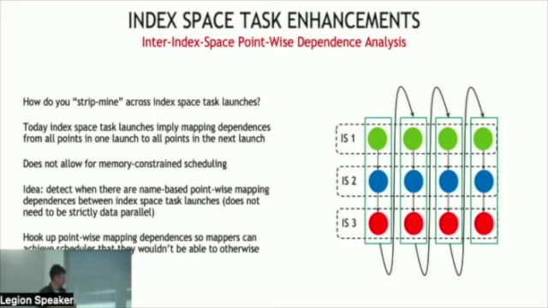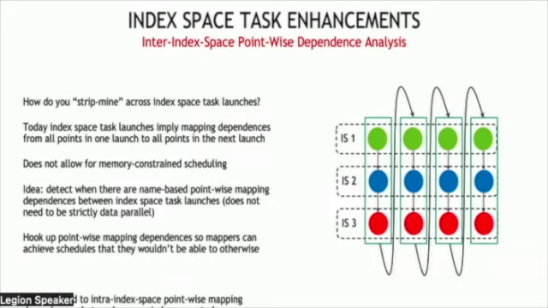This way, mappers can achieve schedules and mappings that they couldn't achieve otherwise. Being able to detect when it's actually safe to do this sort of point-wise dependence analysis is something that Riesel's been adding support for. It'll effectively allow you to get more fine-grained mapping of your tasks, so you don't have to think about mapping a whole index-based task launch before you go on to the next one.